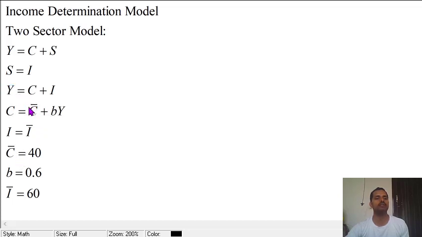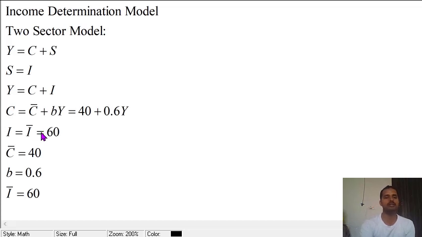Okay, so these two things are given, and if they want you to find the numerical value, then they will also provide the numerical values. Here for example we assume that C bar is equal to 40 and B is equal to 0.6, that is, we consume 60% of our income, and the autonomous investment I bar is given as 60. So this equation can be written as 40 plus 0.6Y, and the autonomous investment can be written as 60.